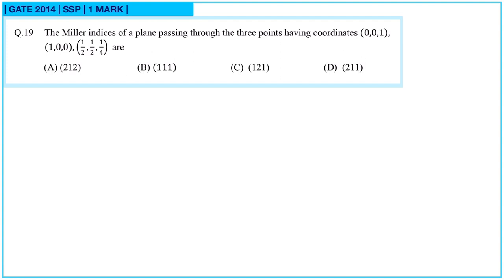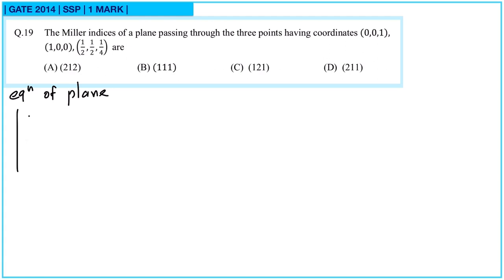Question number 19. The Miller indices of a plane passing through the 3 points having coordinates (0, 0, 1), (1, 0, 0), (1/2, 1/2, 1/4) are. So first of all, let us find out the equation of the plane, and the formula for this is like this.